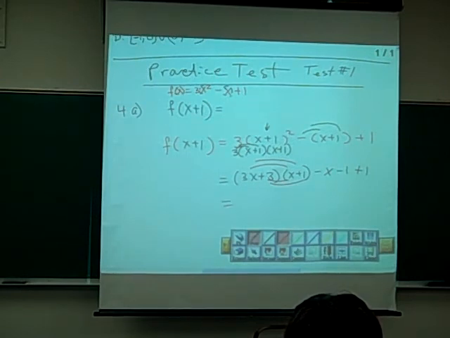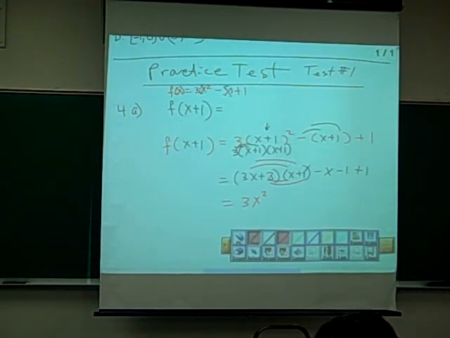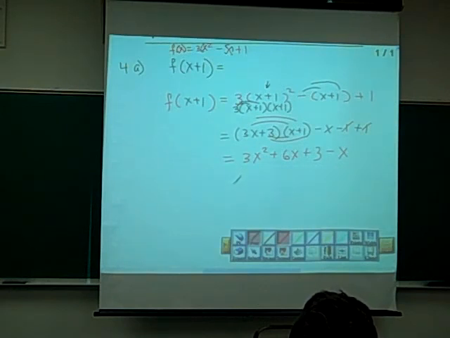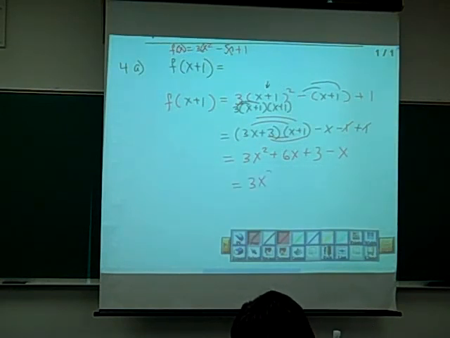We get 3x times x, that's 3x squared. Then we got 3x and 3x, which gives us 6x, and then 3 times 1 is 3. And we got minus x. And the 1s, what happens to them? They cancel. So it's 3x squared plus 5x plus 3, and that's our answer.